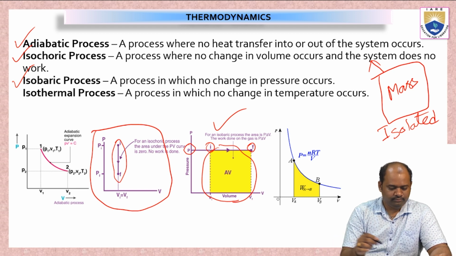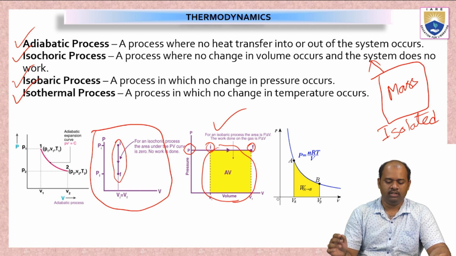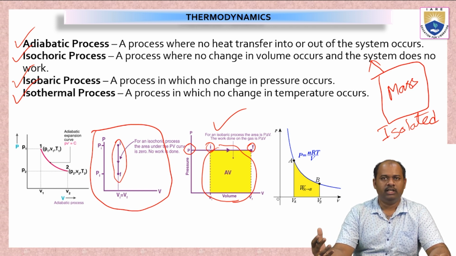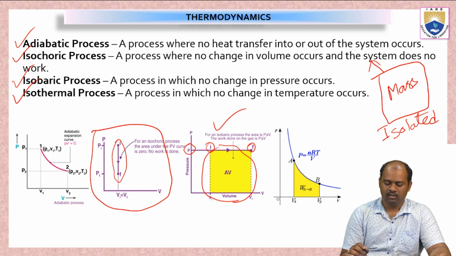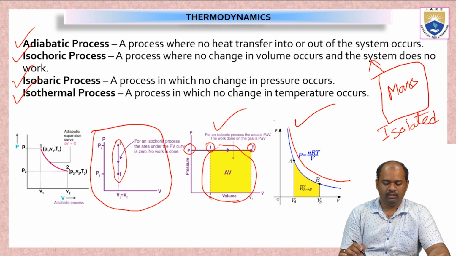Now, fourth one is isothermal process. Isothermal process is a process in which there is no change in temperature. We have the fourth PV diagram here in which isothermal process is being shown. So we have a curve. This is the isothermal curve where the temperature remains constant throughout the process, but the pressure and volumes will be varied depending on the type of process.